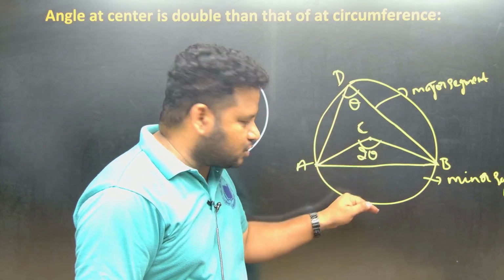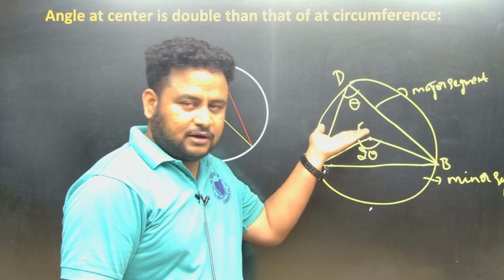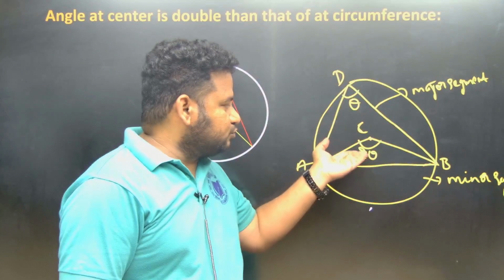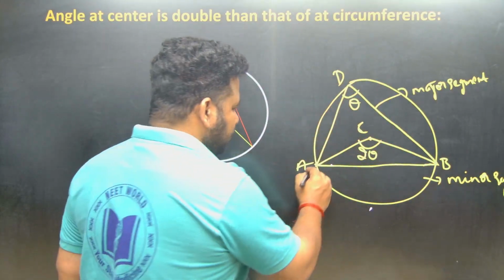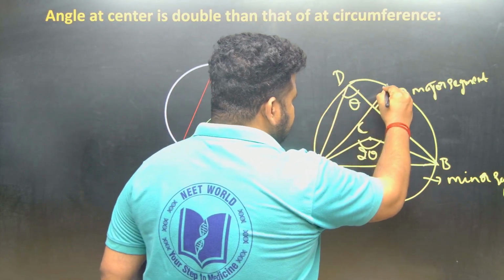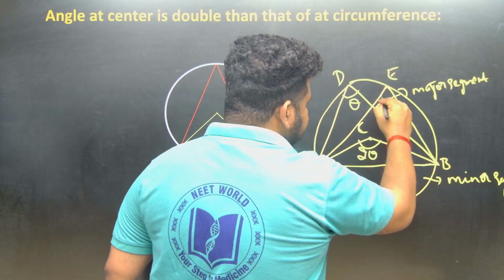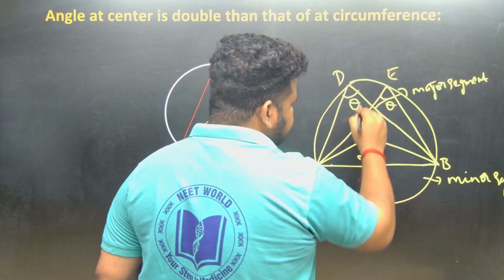Below this chord it is not the same, because the center is above the chord. Only towards that side, the angle will be 2 theta at the center, and here it will be theta. If it is 2 theta, this will be theta. And one more thing you must know, if I draw a line here, let there be point E and join this point to B, this will also be theta. If this is 2 theta, this will also be theta.